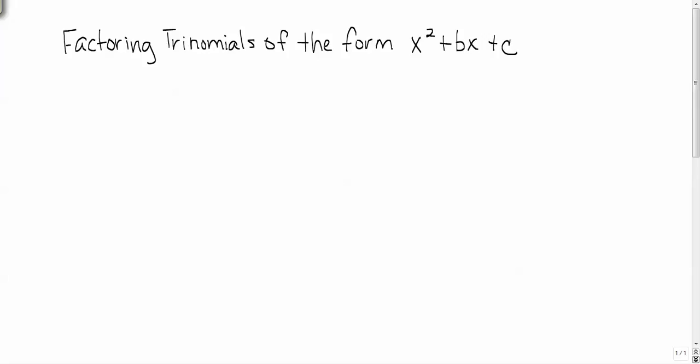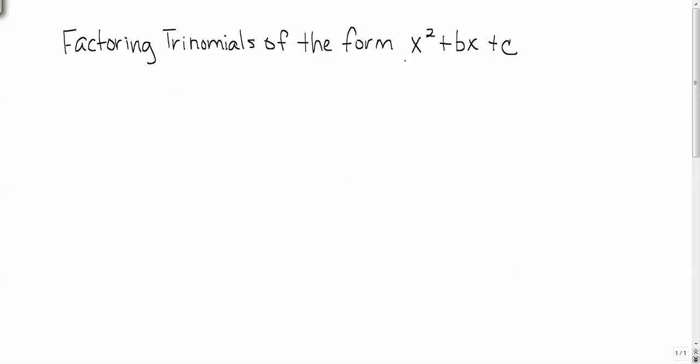Now notice on this one that there is not going to be a number in front of x squared. So x squared's coefficient is going to be 1 on all of these problems. This is an easier problem to do than when you have a number in front of x squared. So that will be your next lesson. Now what we're going to be doing here is doing the FOIL backwards.